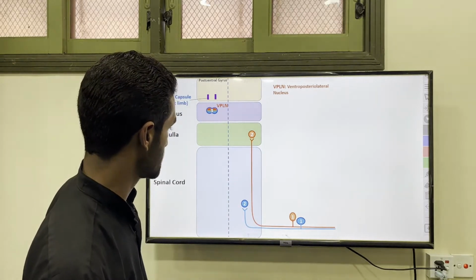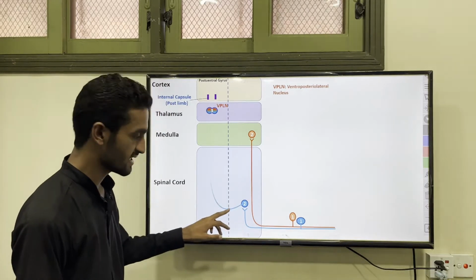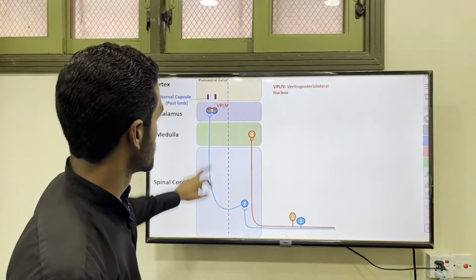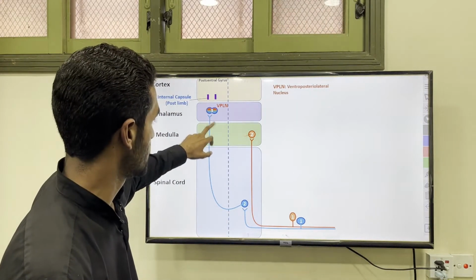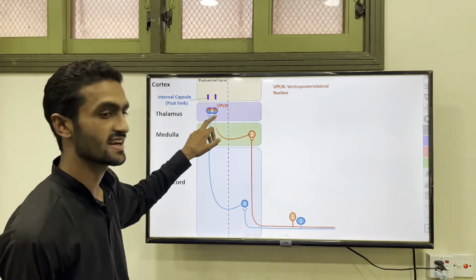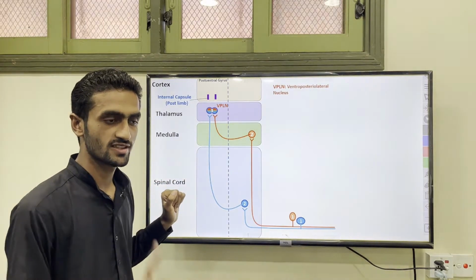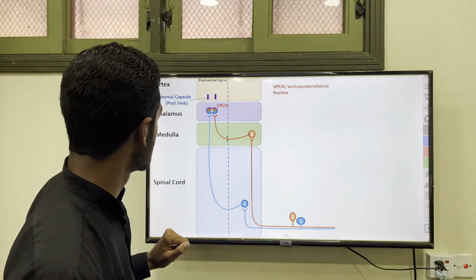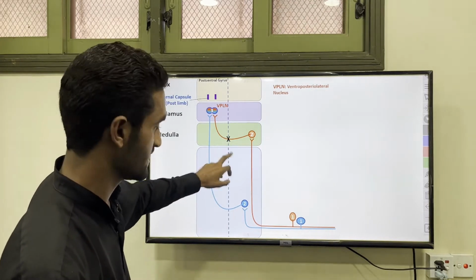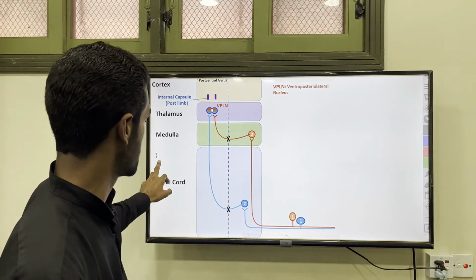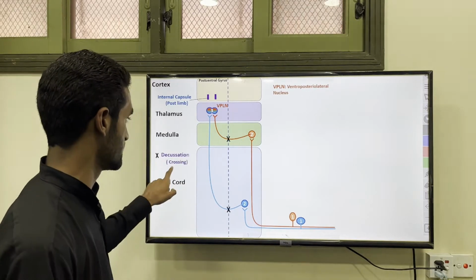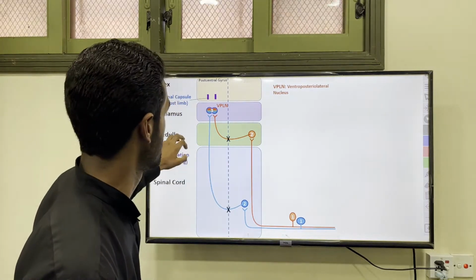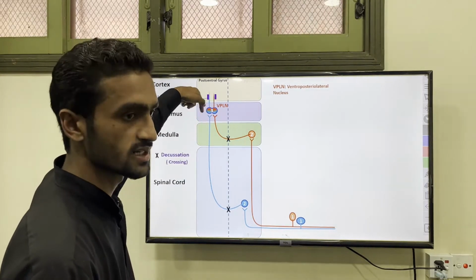So let's see what the name is. The crossing occurs right here at the level of spinal cord, going to the ventro-posterior-lateral nucleus, and look at this, its crossing occurs at the medulla level. This is called decussation. What you can see is one decussation here, one here. So the word is decussation, or crossing. Is this concept clear? Yes. Let's see, these are your third neurons.